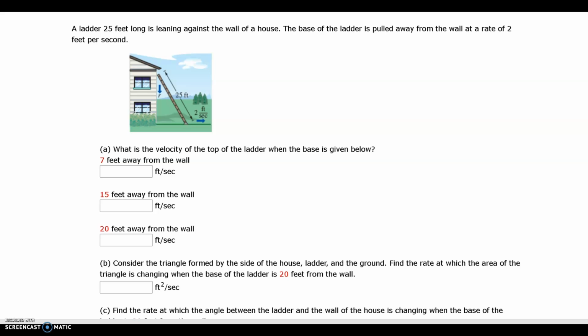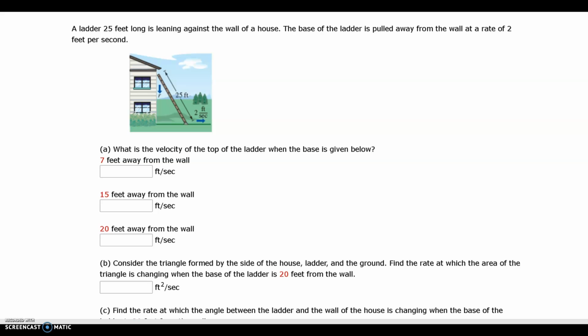A ladder 25 feet long is leaning against the wall of the house. The base of the ladder is pulled away from the wall at a rate of 2 feet per second. Okay, so we got a related rates problem here and a variety of questions. So let's take a look. What is the velocity of the top of the ladder when the base is given below? Okay, so when it's 7 feet from the wall.